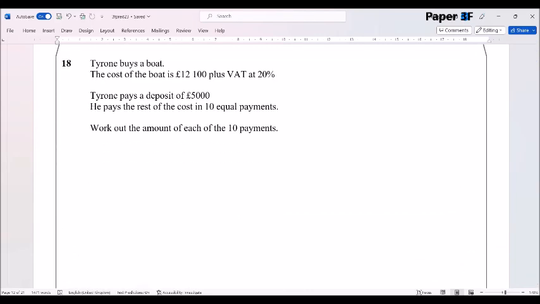Question 18. Tyrone buys a boat. Cost of the boat is £12,100 plus VAT at 20%. So quickest way to do this, if we're obviously adding 20%, it's going to be 12,100 times by 1.2. So 12,100 times by 1.2 will give us the total cost of the boat, which is 14,520. So 14,520.